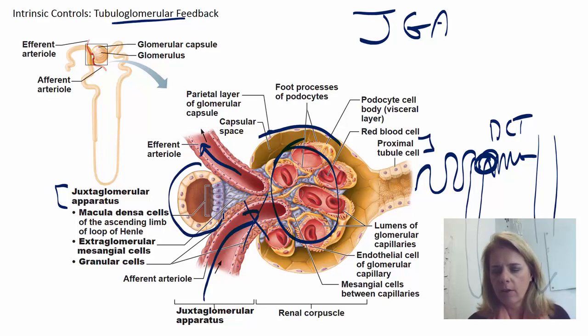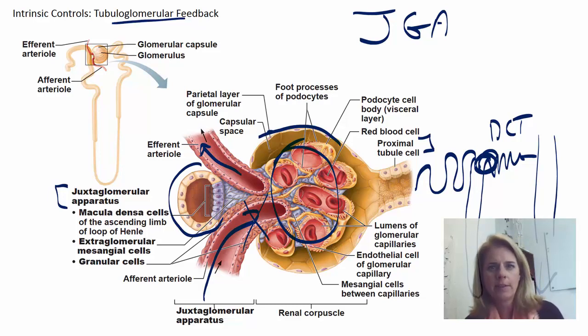So this right here is that transition area between the ascending limb of the loop of Henle and the distal convoluted tubule. Now I have to say something because this is one of those things that drives me nuts. It really depends on which book you're reading. In some books they say that the JGA is in the distal convoluted tubule. Some say it's at the portion of the thick ascending limb. It's really at that transition point.